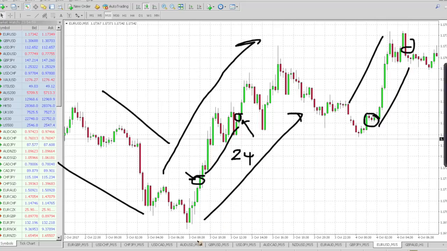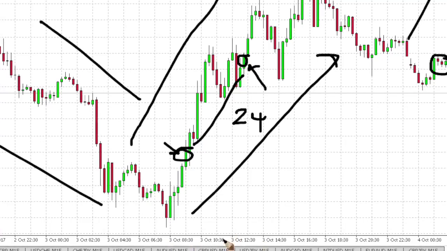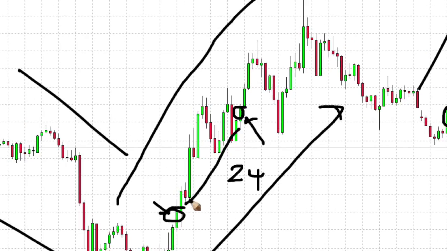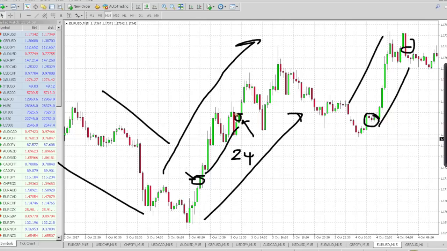You can see that this trade from here to here was within the same day, the 3rd of October. So how long did this trade take? One candle is 15 minutes, so 4 candles is 1 hour. 1, 2, 3, 4, that's 1 hour. Another 4, that's 2 hours. And 3 more is half an hour. So this trade lasts for about 2.5 hours. That's it, and I'm out of the trade. So this is day trading.